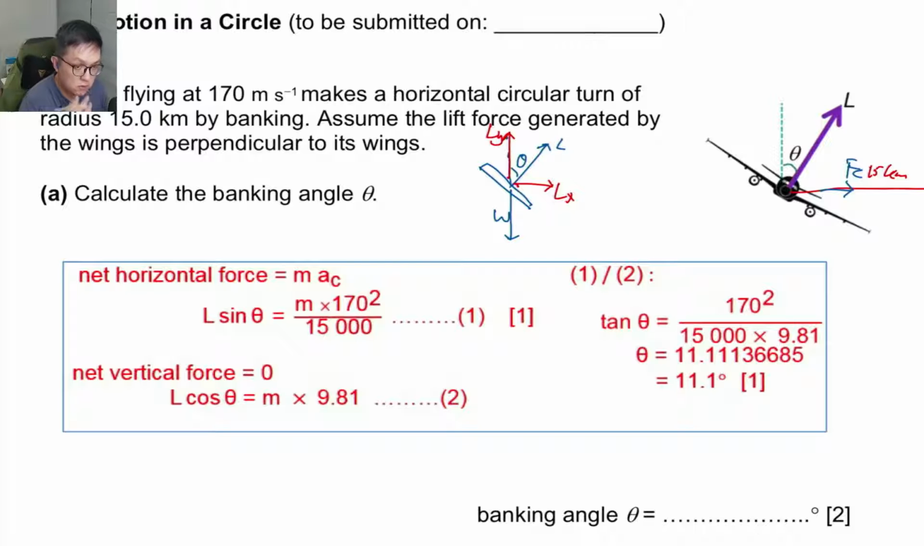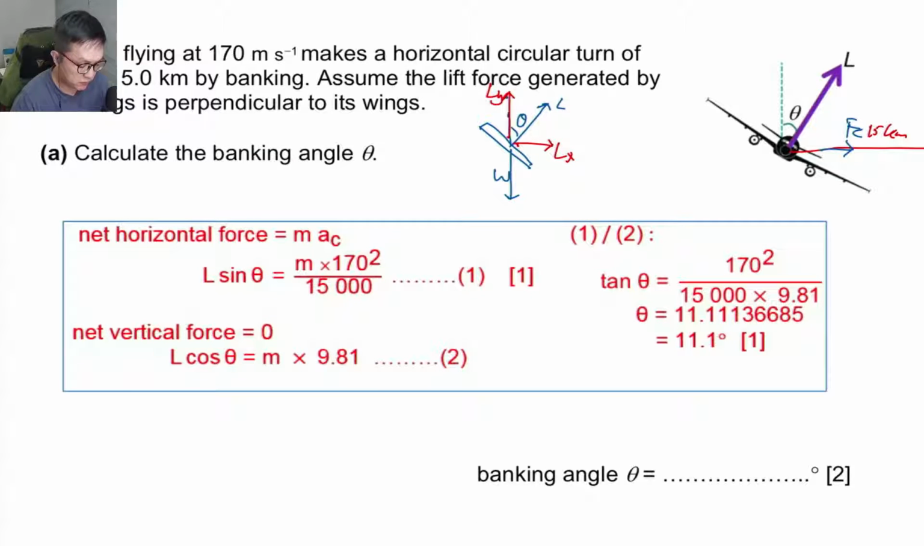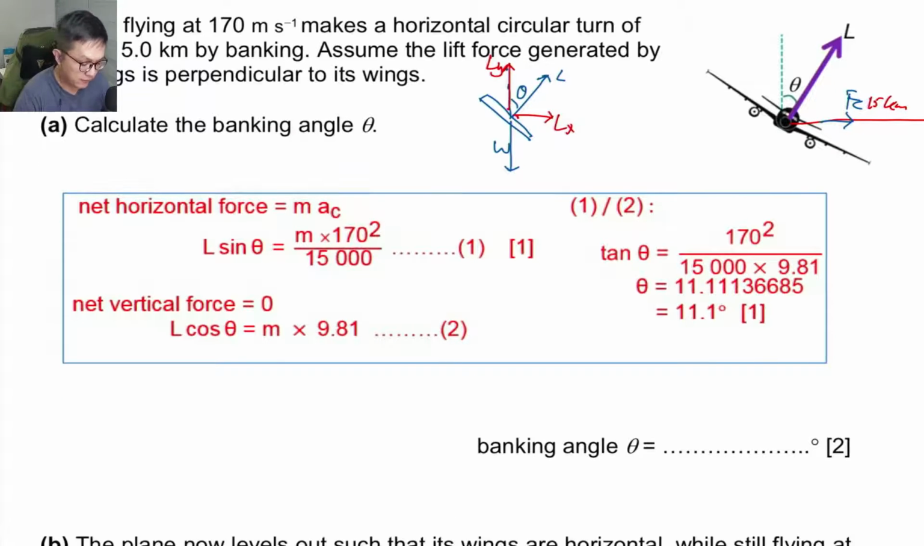Your net horizontal force is the one that provides your centripetal force. In this case, your only horizontal force is Lx. So Lx is equal to L sine theta, because you can see from the trigo relationship, using this angle here, this will be given by sine theta. Make sure you convert the 15 km to meters. So that's your net horizontal force, that's your equation 1. The second equation to form is your net vertical force.